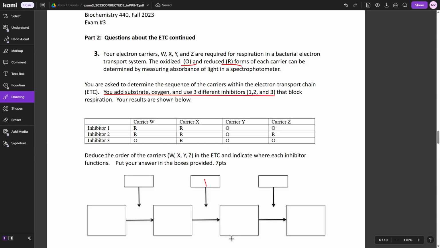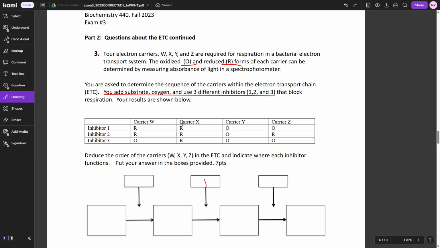Because if you remember how the electron transport chain works, if we reduce one carrier, and then we reduce the other carrier, and then we inhibit it, anything after that is not going to be reduced. It's going to be in the oxidized state. Does that make sense? Okay. So this is going to be inhibitor 1.